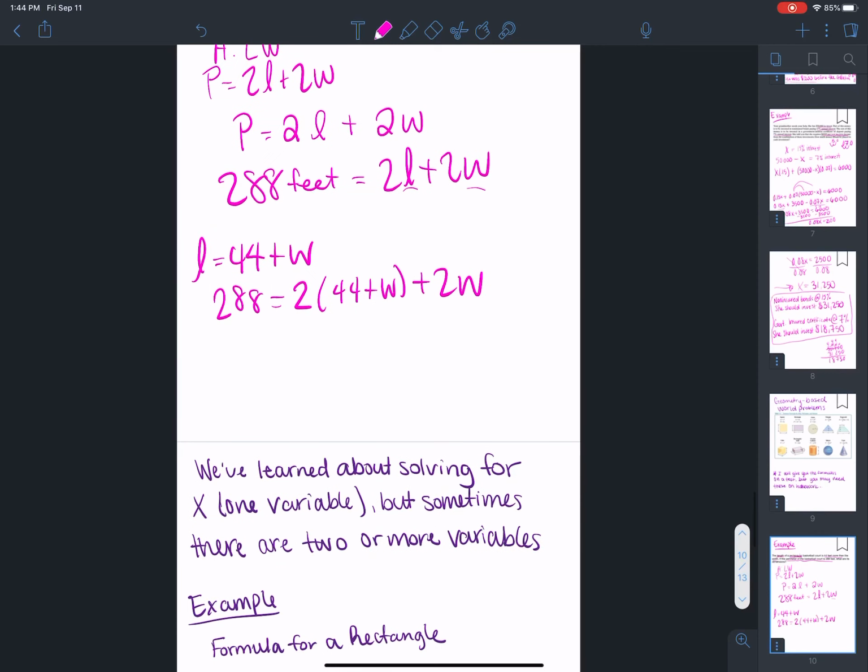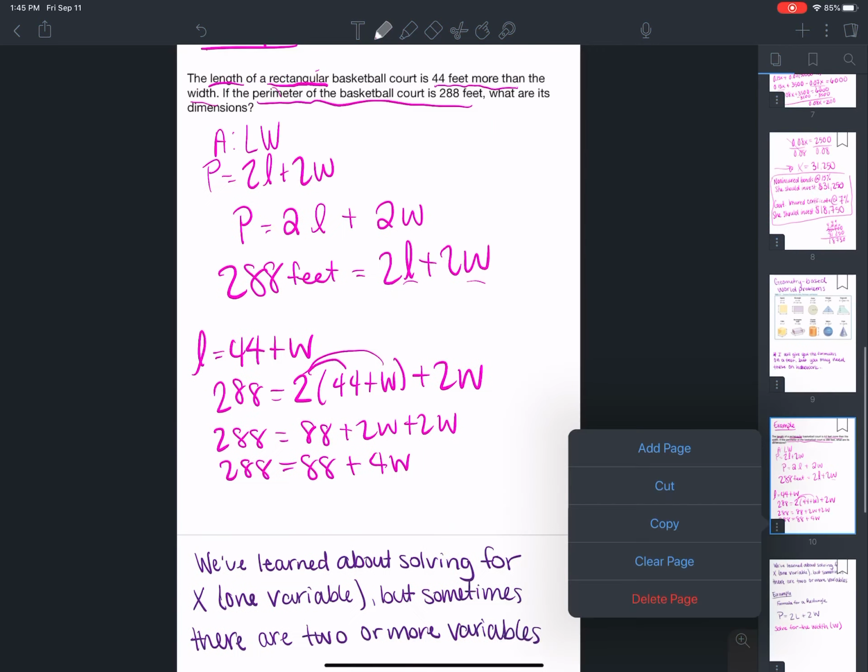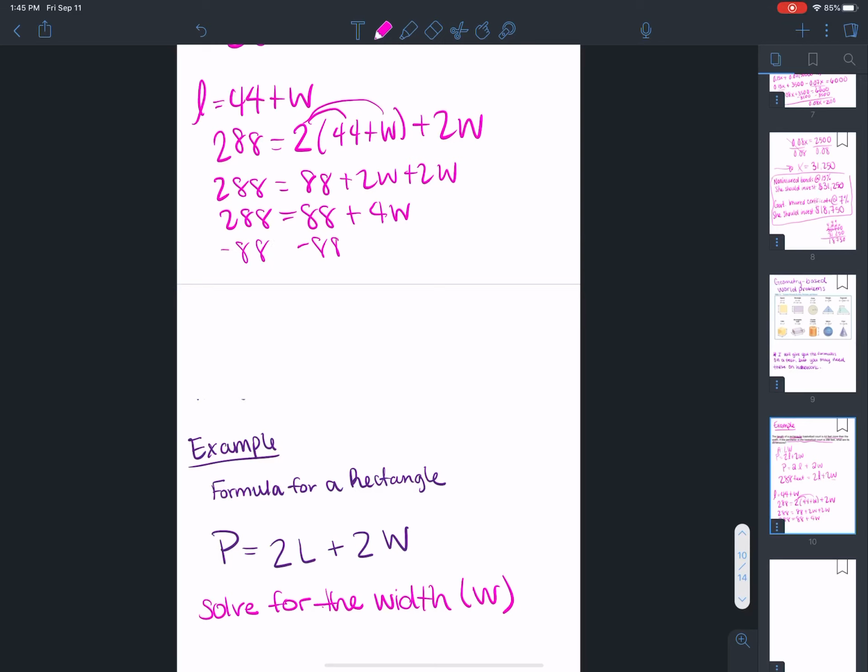Okay, so let's distribute the 2. 2 times 44 is 88. 2 times W is 2W, plus 2W. Let's combine like terms. You get 4W plus 88. If we subtract 88, then you're left with 200 is equal to 4W.